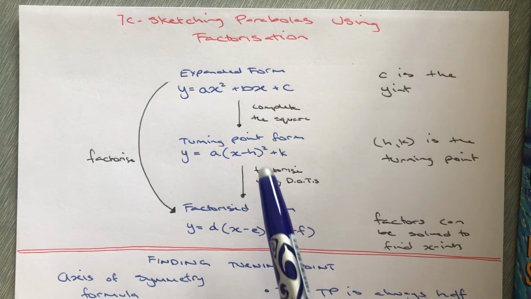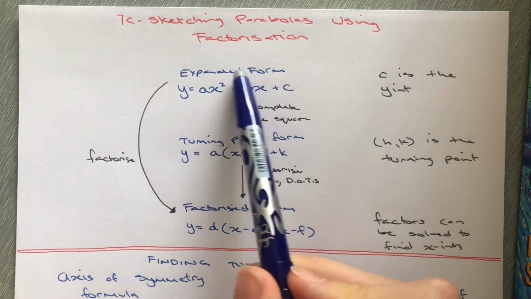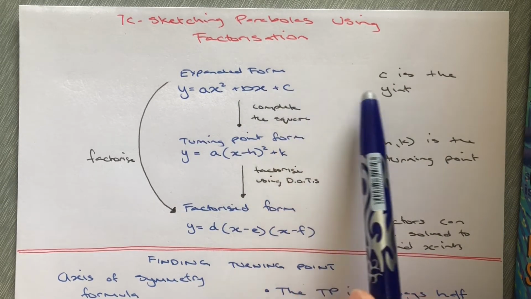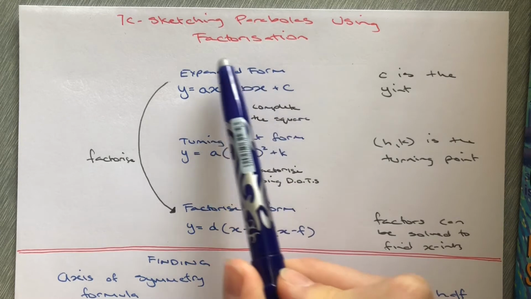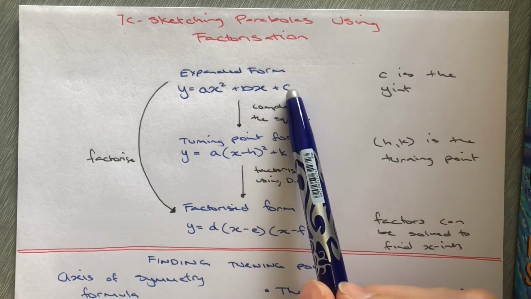You might be like, why do we have these three different things? What's good about them? Why do we have to change between them? The reason we change between them is they all offer us different things that we can find out about quadratic functions. So they all have their own strengths. So if I look at this one up here, the expanded form, c, which is the letter at the end, that's the y-intercept. So if you've been given this form, you don't need to do any working out to find the y-intercept. That is it.